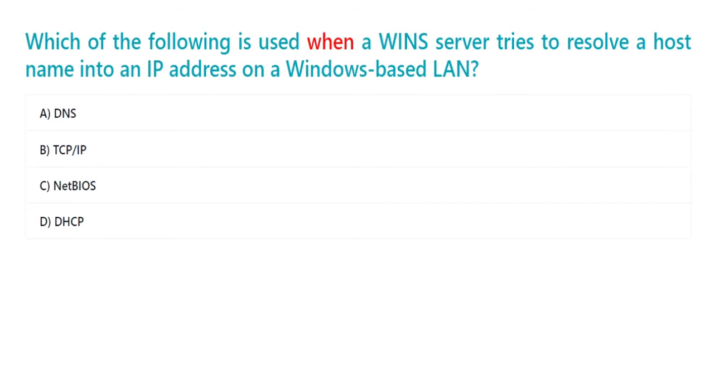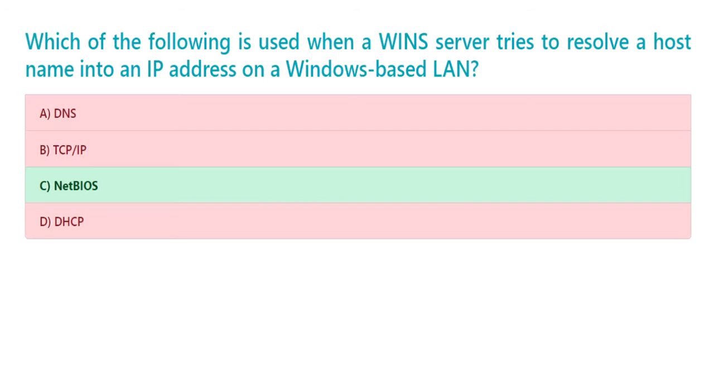Which of the following is used when a Win server tries to resolve a host name into an IP address on a Windows-based LAN? A. DNS. B. TCP/IP. C. NetBIOS. D. DHCP. The correct answer is C. NetBIOS.